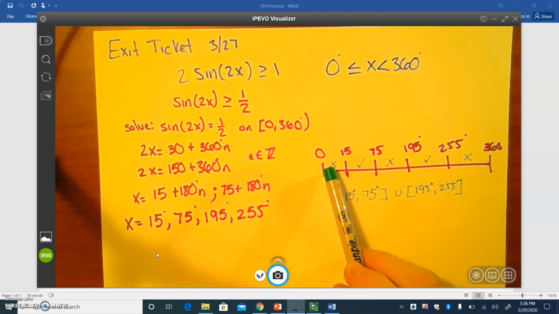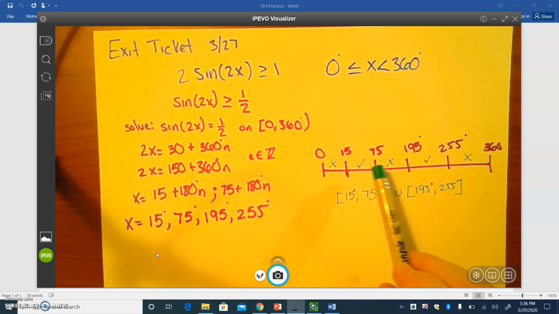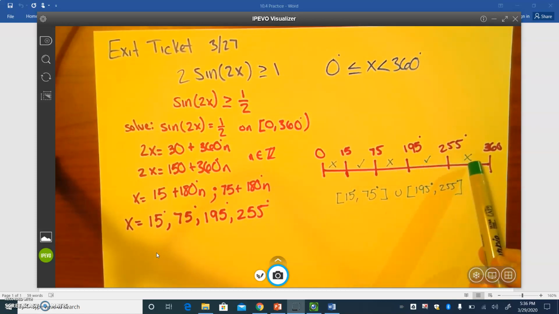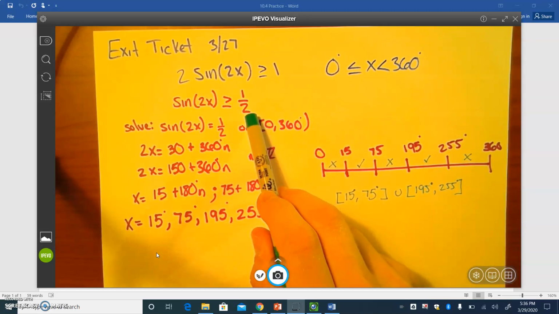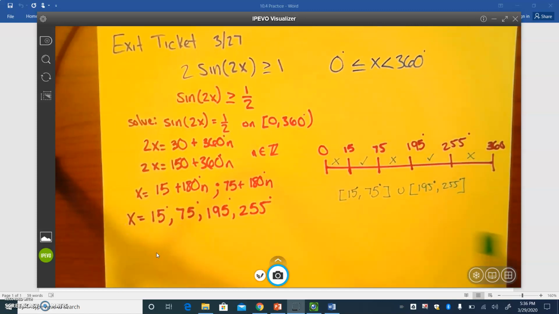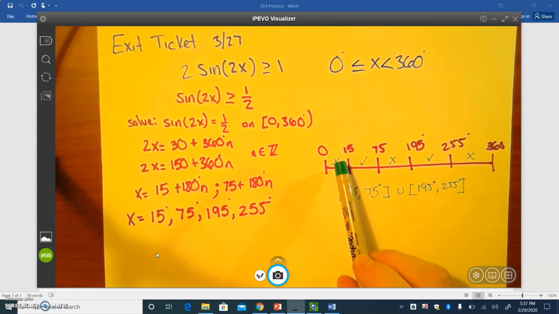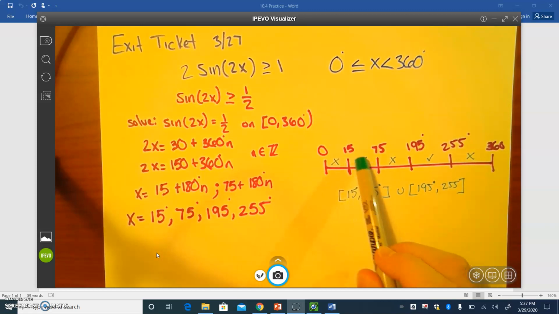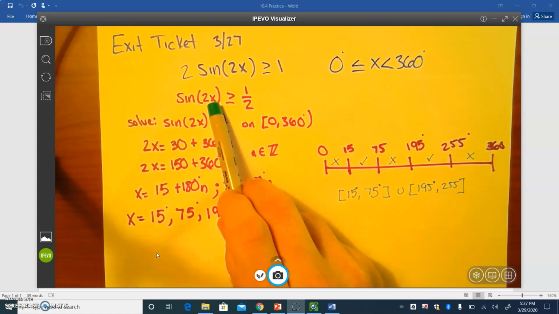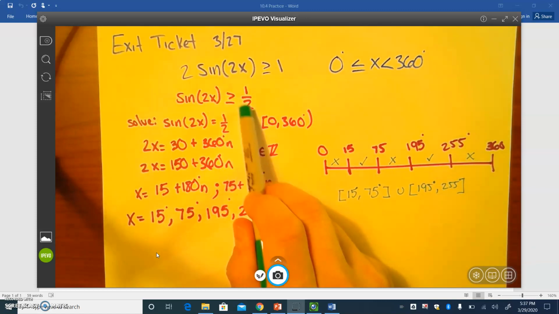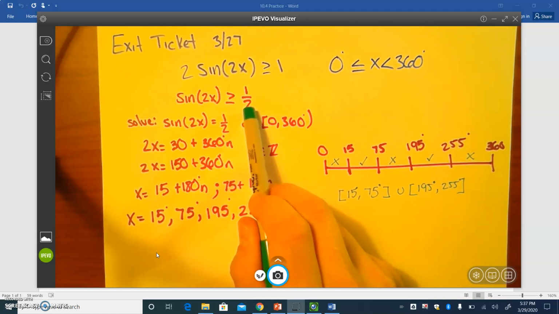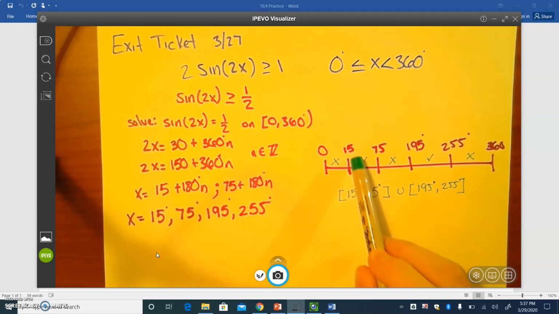Basically what you're doing now is testing each smaller interval in between these numbers, and you can either look for, when set against 0, so I would have to subtract the 1/2, am I positive or negative? Or, what I did here was, if I chose an answer, I'll choose 20 degrees. Sine of 2 times 20 is sine of 40. Is that greater than 0.5? Absolutely it is. So this interval worked, and it gets a check mark as part of my solution.